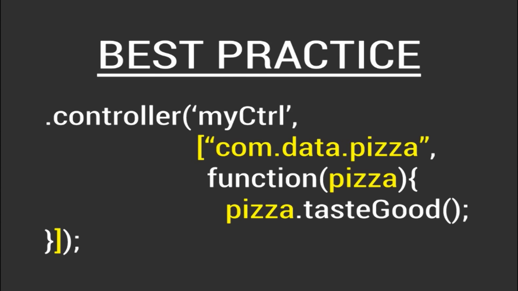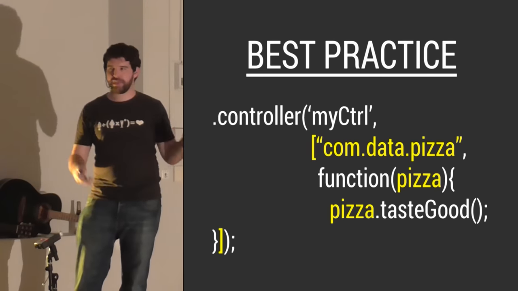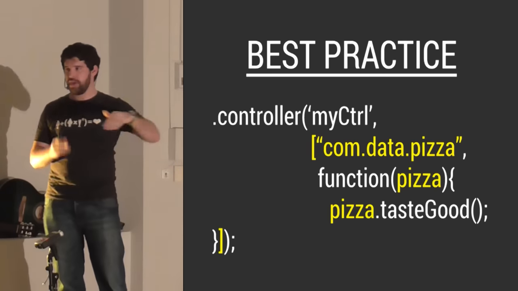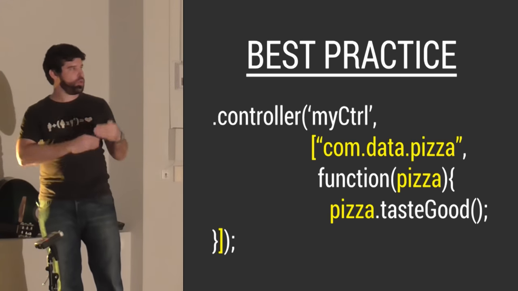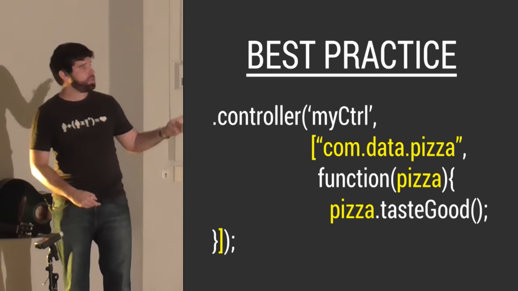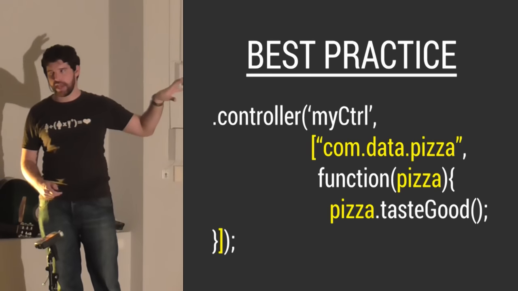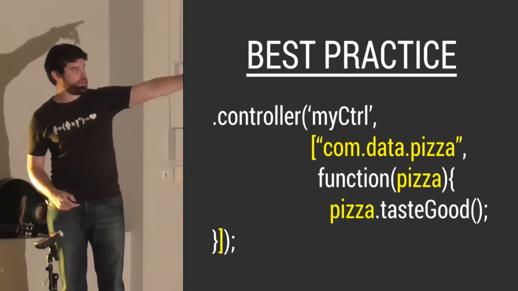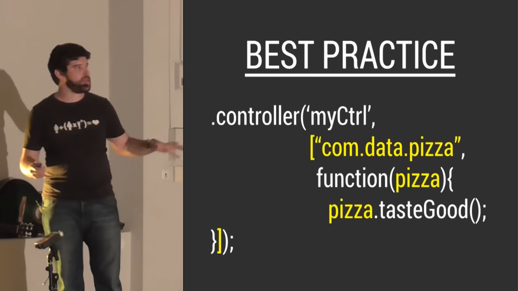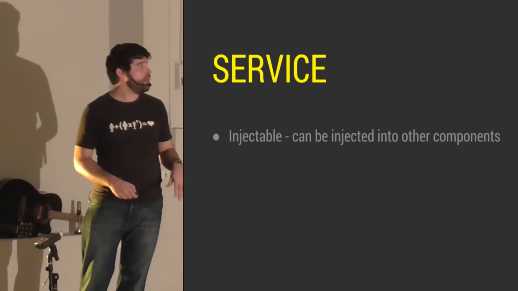The best practice is to use an array notation and give it a string name, okay, and then inject just the argument in the same order. Why? Because usually in large apps, you will use this dot notation, like packages in other languages, so as not to run over other stuff. So this is a better solution. It's the same thing. You ask for a pizza, and then you give it an argument, and then you can use it. It's the same thing. Okay, so a service.